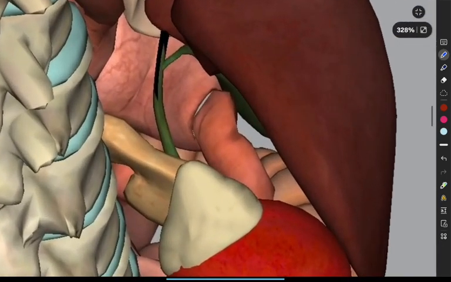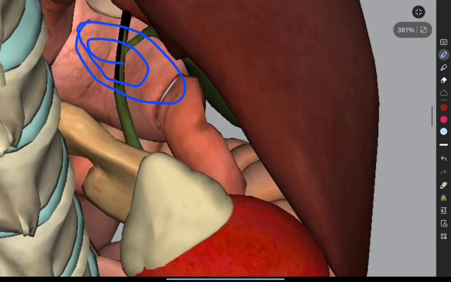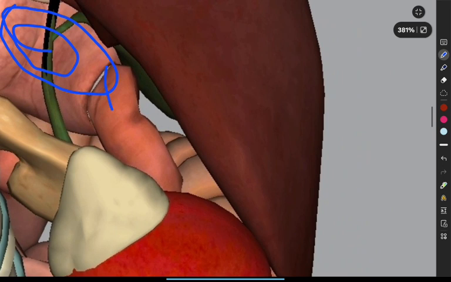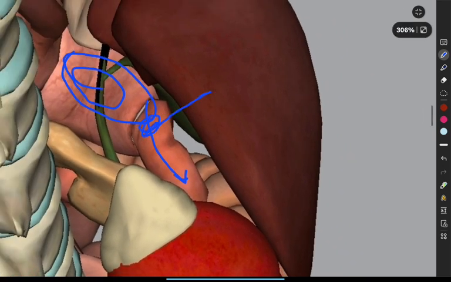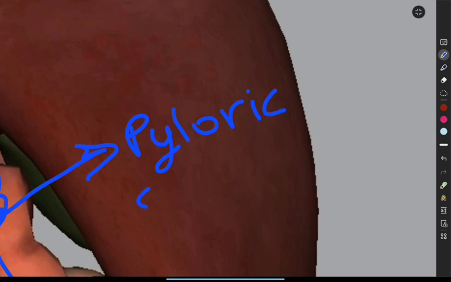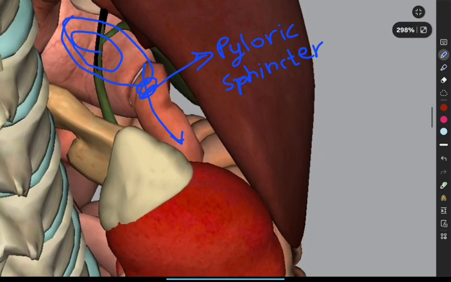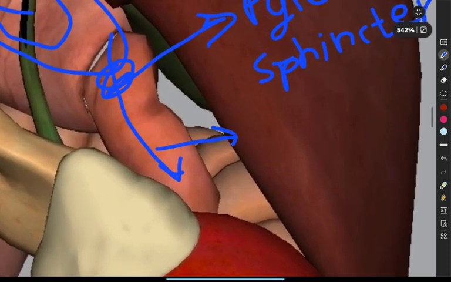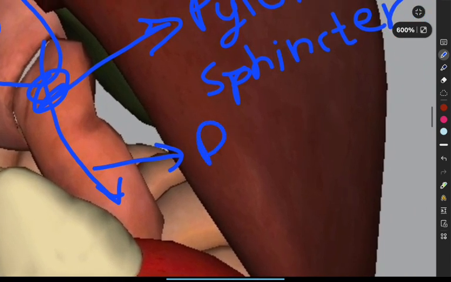Now here we can see the bolus has stayed in our stomach for 2 to 4 hours. Now that bolus is entering our small intestine. Again a sphincter is present here, which is known as the pyloric sphincter. And the part of the small intestine where it enters is known as the duodenum.